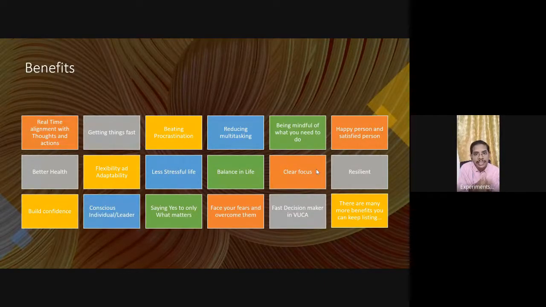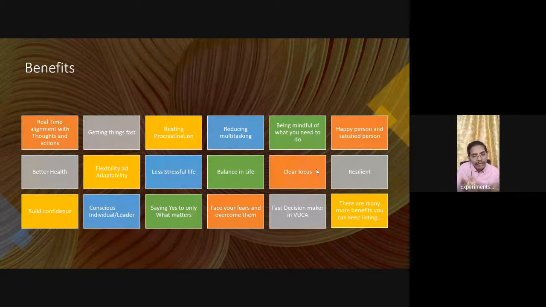And these activities are very important for getting things fast. That means doing things much faster and also doing them efficiently, right? Beating the procrastination. That means you are doing it as and when it is needed, not waiting for someday to come to work, right? Then it reduces your multitasking because you clearly know what I need to do at this particular hour. Being mindful of what you do means you are very much focused on doing that particular activity, right?